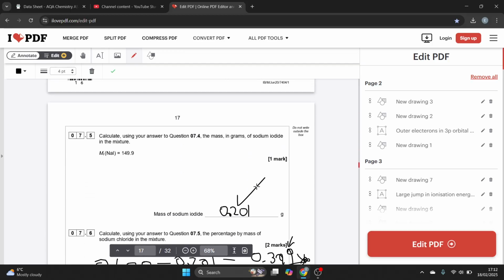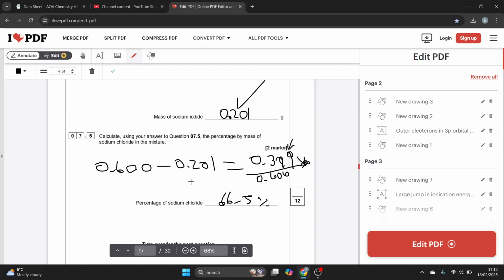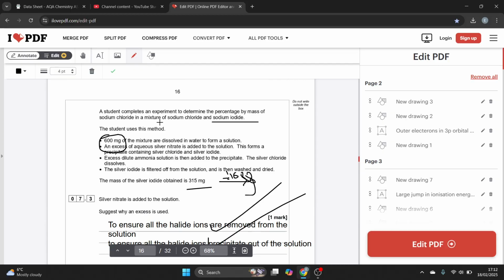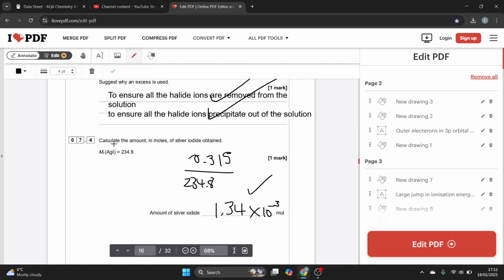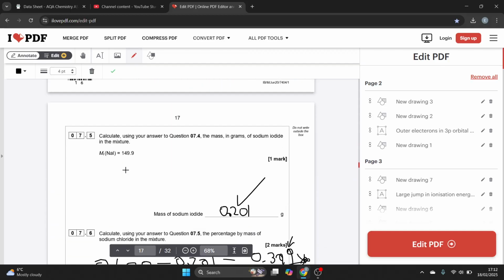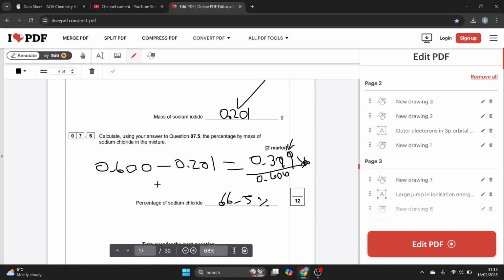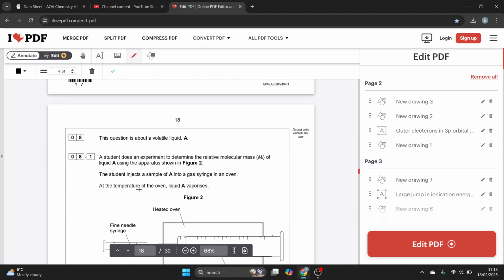So the number of moles is 1.34 times 10 to the power minus 3, the mass is 0.201 grams, and then the mass of sodium chloride. You just need to read the question properly, and then you can see that all I've got is sodium chloride and sodium iodide. I've got the mass of sodium iodide, and I know the total mass. So if I do that minus that, I'll get the mass of sodium chloride. And then the percentage by mass is that mass over the total mass. And in reality, I didn't even need to convert into grams because it would have been the same whether it was milligrams or not, because 399 divided by 600 is the same as 0.399 divided by 0.600 times 100. But it's fine. And then question 8.1.